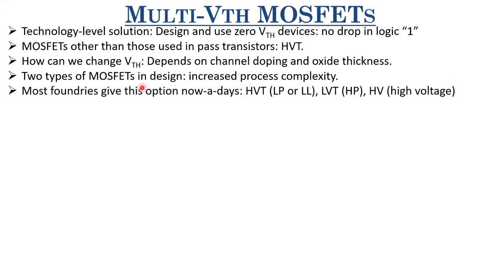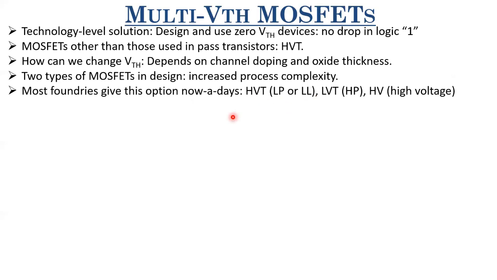However, the point to be noted is, since we now require two types of MOSFETs in design, I mean, we require an HVT as well as an LVT, and for LVT the threshold voltage should be 0. Since we require two types of MOSFETs, the process complexity is large, right? Although it's large, nowadays all the foundries provide it. So in today's world, this doesn't make much of a difference because we already have HVT or LVT transistors.